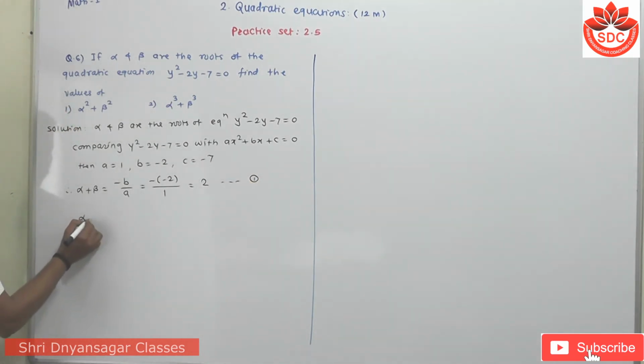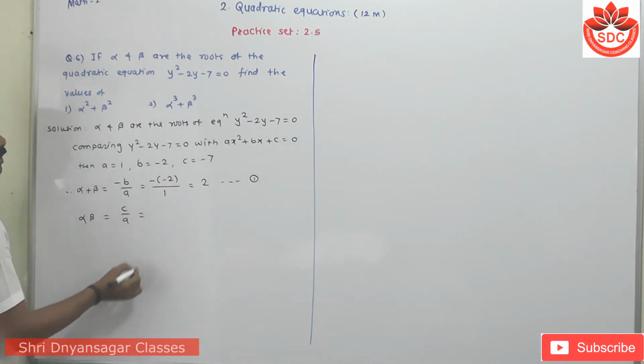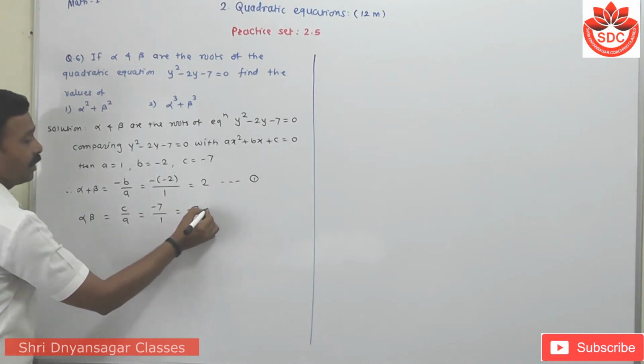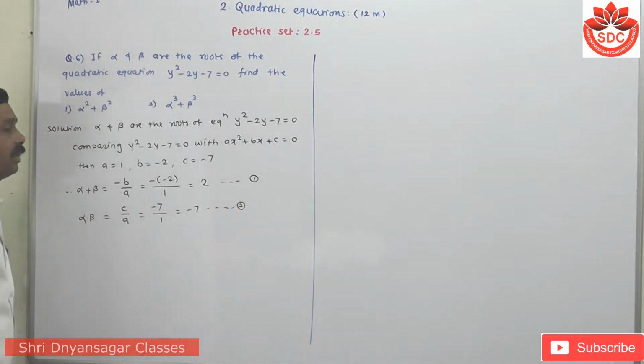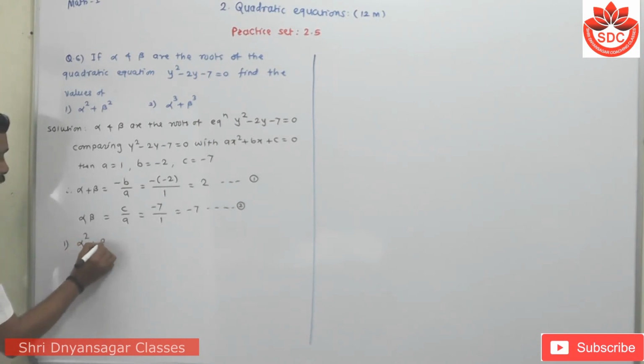Then we find out the product alpha into beta is equal to c upon a. The value of c is minus 7, upon a is 1, which means minus 7. Suppose that this is equation number second. Okay, then we take the first question, which is alpha square plus beta square.